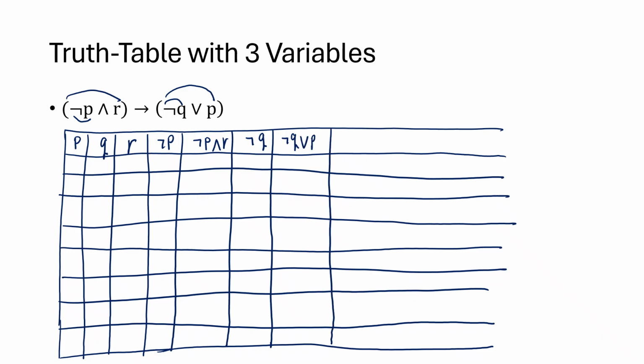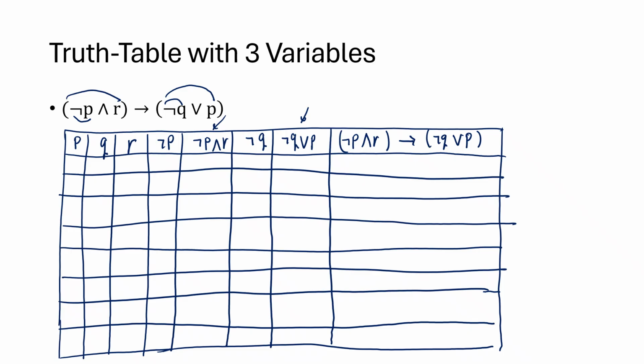Now finally, when I have a column for not P and R right here, and also a column for not Q or P here, then I can combine them with the rule for implication. So now I'm ready for the entire formula, which is not P and R implies not Q or P. So that's my entire table. Now we need to fill it out with truth values.